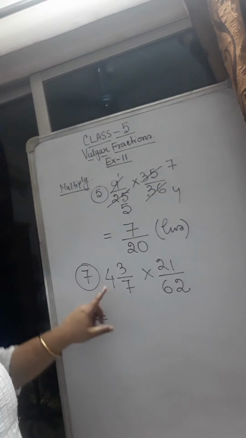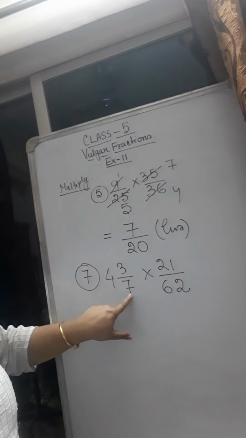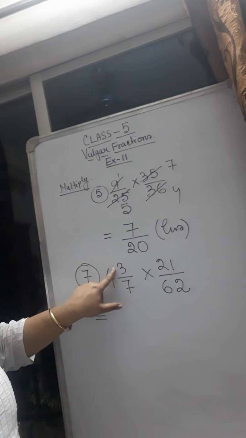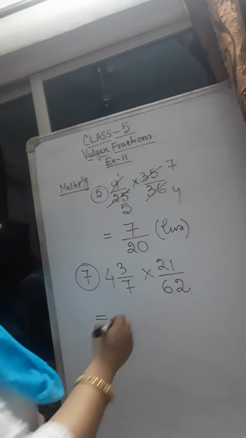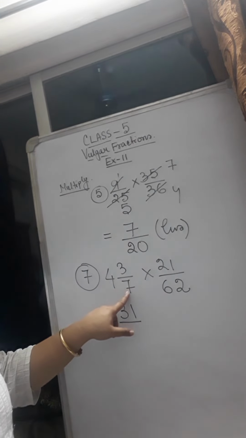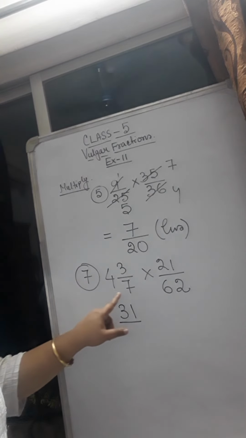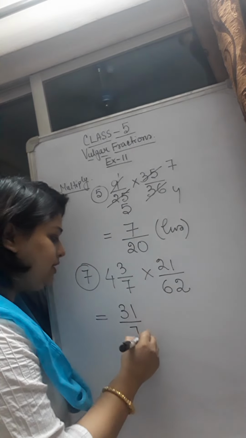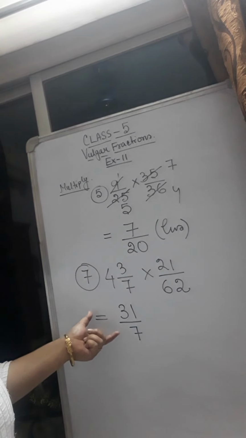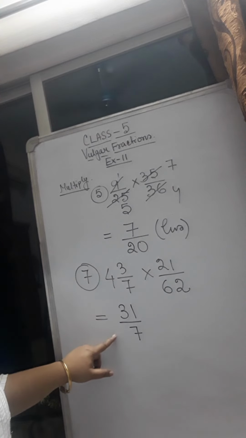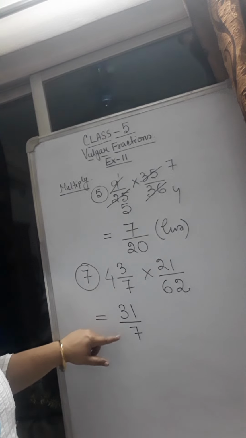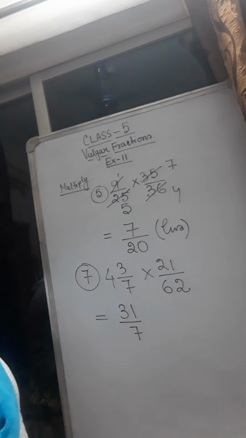So how to change the mixed fraction into an improper fraction? I have already explained. Whole number into the denominator. So 4 7s are 28 plus 3, 28 plus 3, 31 by whatever denominator is present in the mixed fraction, that will be the denominator of the improper fraction. So why do we call it an improper fraction? Because the numerator value is greater than the denominator whenever we convert the mixed into a fractional number.